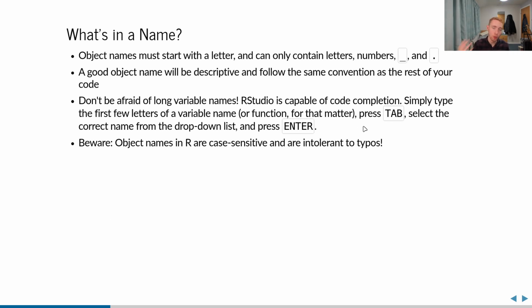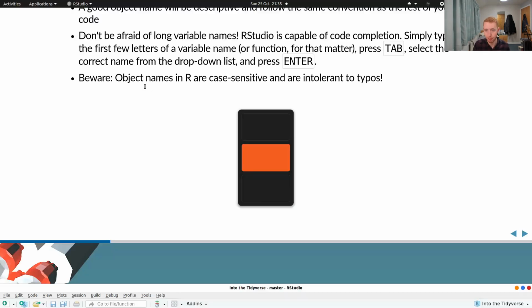Okay, so the rules for defining a variable name. Objects must start with a letter, and they can only contain numbers, letters, underscores, and periods. So you can't, for example, have a hyphen in a name. That will confuse R because it can't tell the difference between a hyphen and a hyphen being used for subtraction. And so it's good to have a name that is descriptive and try to follow the same naming convention as in the rest of your code.